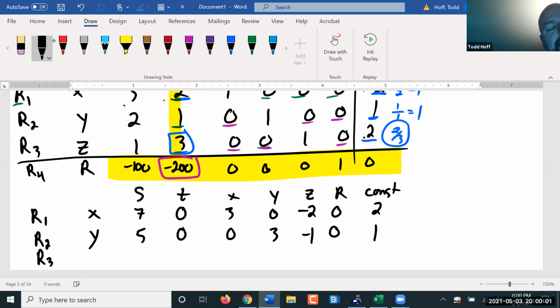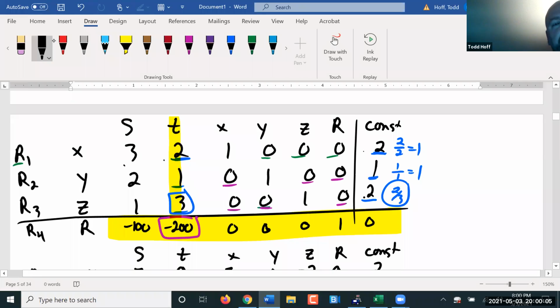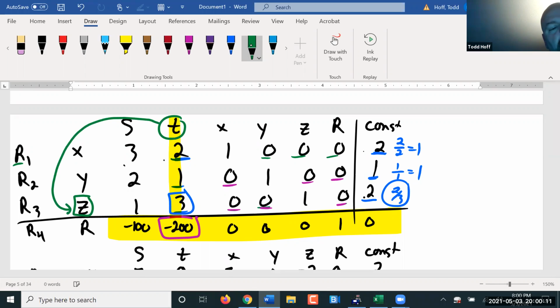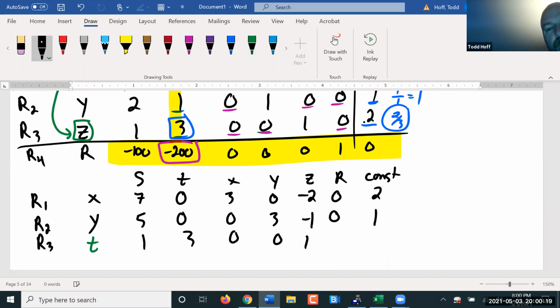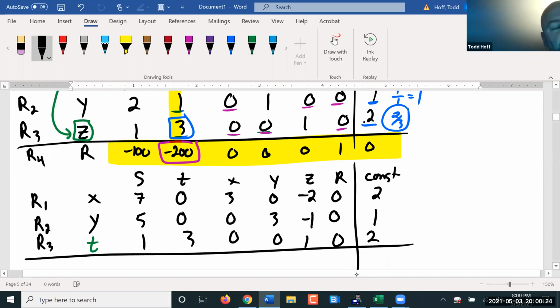Now, row 3 is our pivot row. So the numbers are not going to change, but remember in the pivot row, the name changes. We take the name of our pivot column and replace the name of the pivot row with it. So this is going to become row T now. The values are still 1, 3, 0, 0, 1, 0, 2. Notice those values did not change.